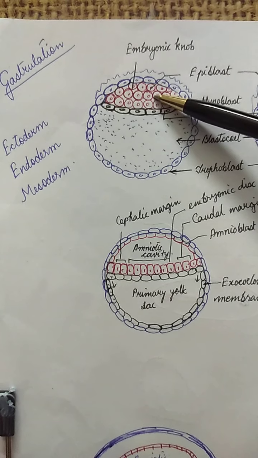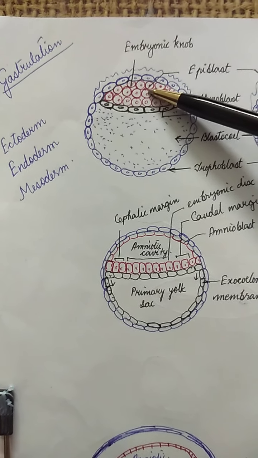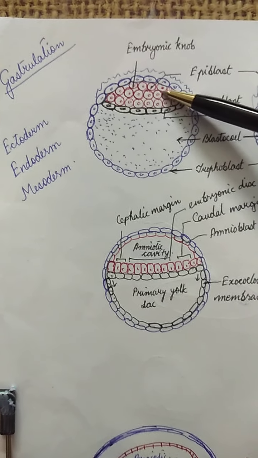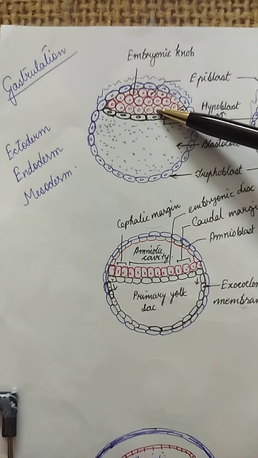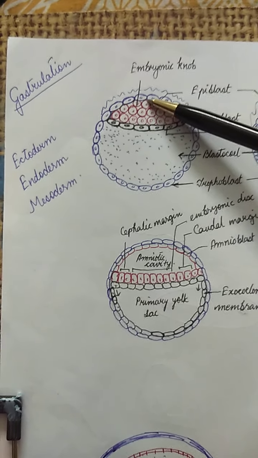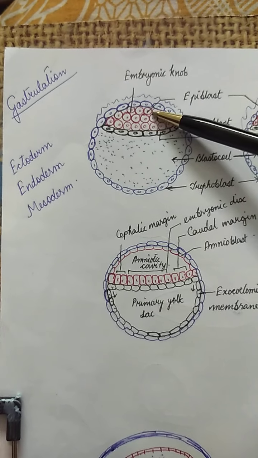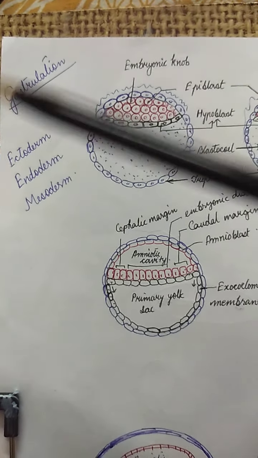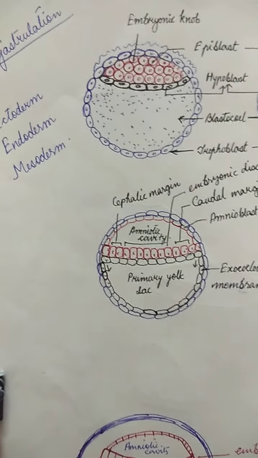The inner cell mass, or the embryonal knob, which is present at the animal pole of the blastocyst, undergoes certain changes. That is, they show characteristic movements. This characteristic movement is known as morphogenetic movements. Now let us discuss the process of formation of these three germinal layers and the extra-embryonic membrane.